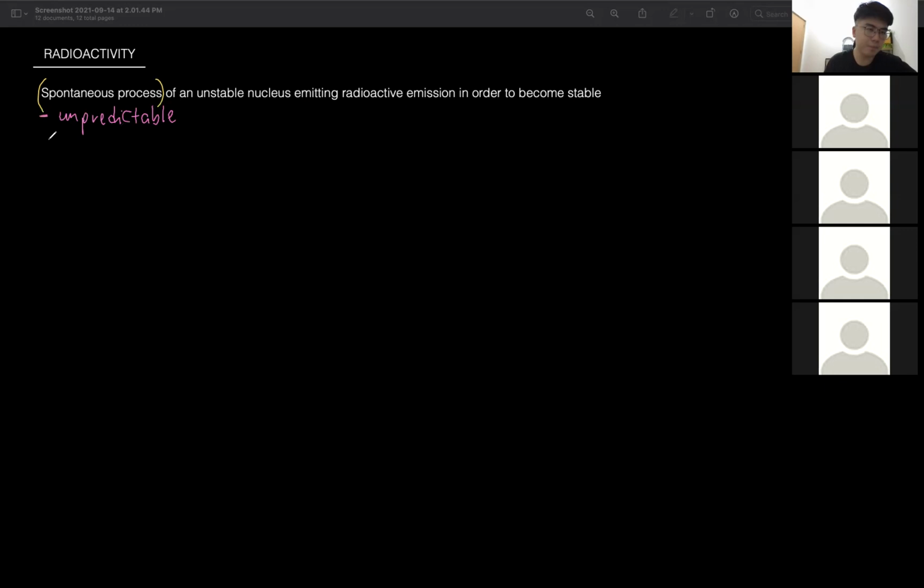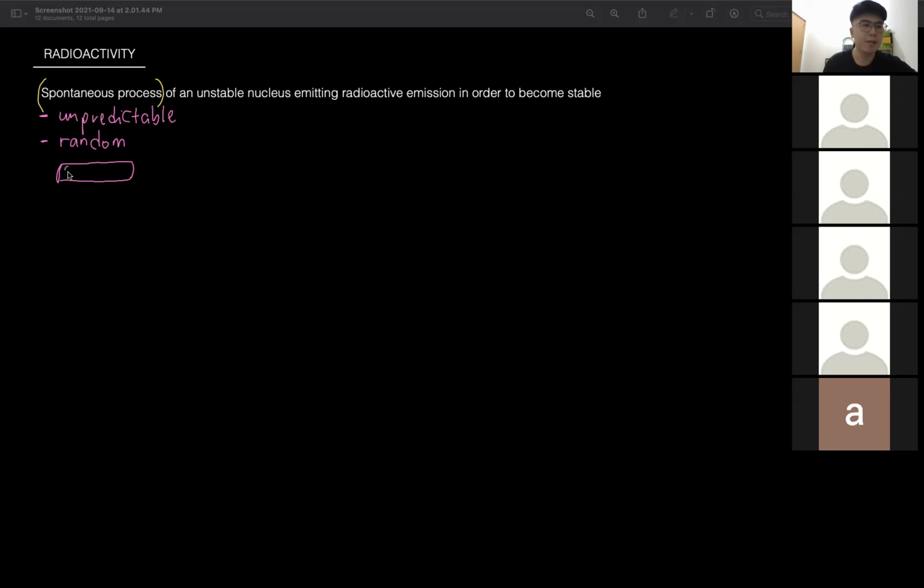And the second meaning of spontaneous is random. It is a random process, meaning that you don't know which atom will give out the emission. For example, you have uranium made of many atoms, millions of atoms. You don't know which atom will decay. Because in radioactivity, atoms will decay into a smaller nucleus, and at the same time they give out radiation. And these radiations are dangerous, right? So you don't know which atom will decay. It could be this atom, it could be that atom. So it's random. So that's the second meaning of spontaneous.